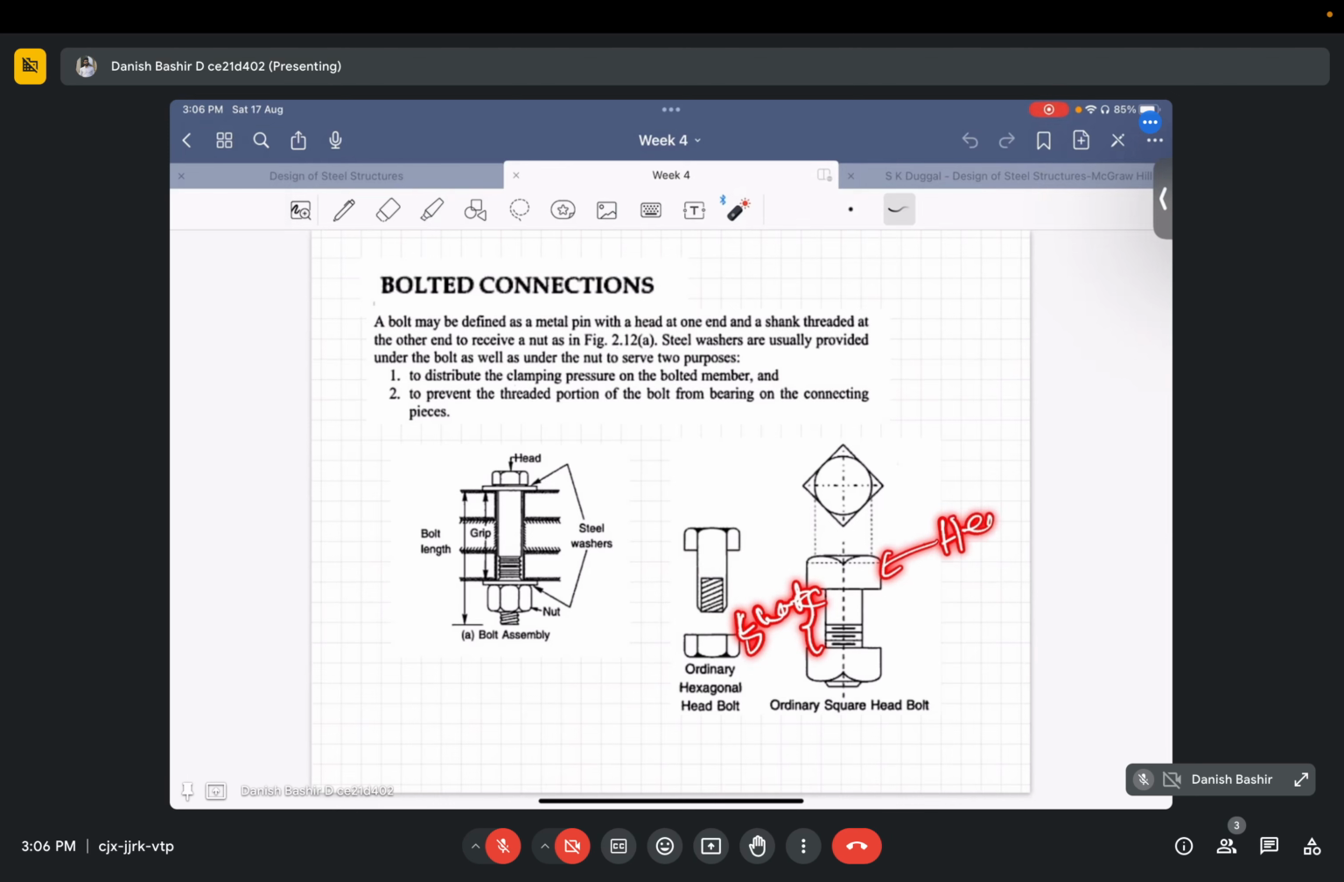For this shank portion, we have threads in our bolt, and on this threaded side we plug in one nut so that we can fasten it.